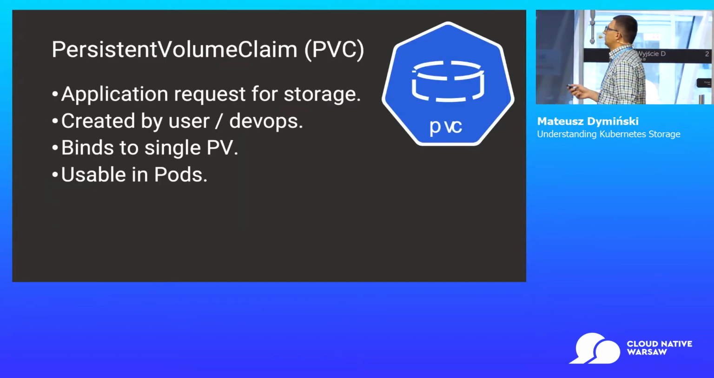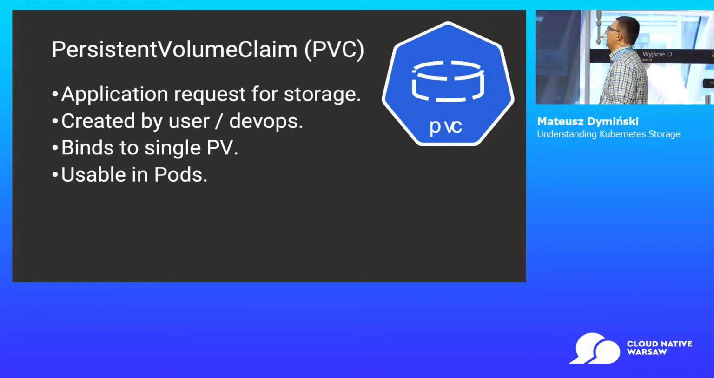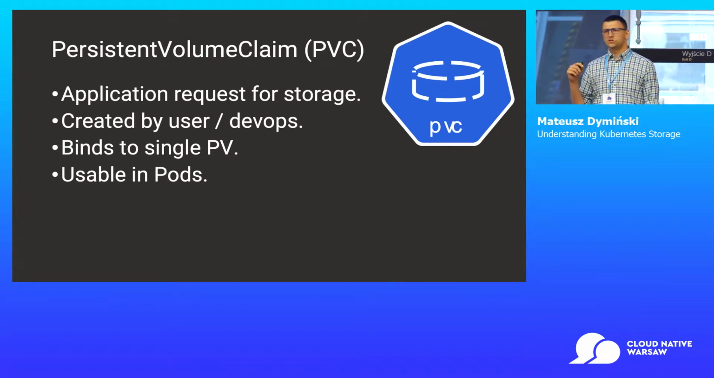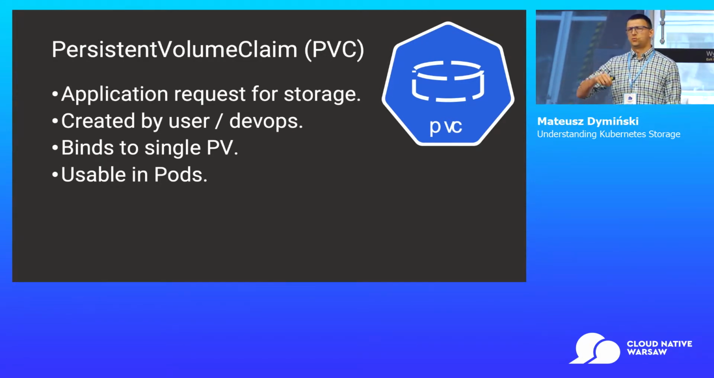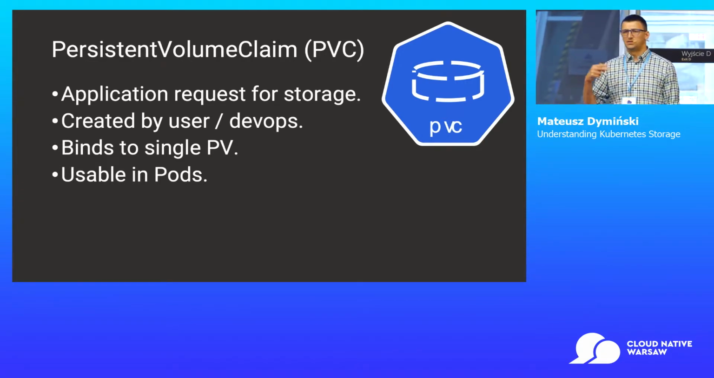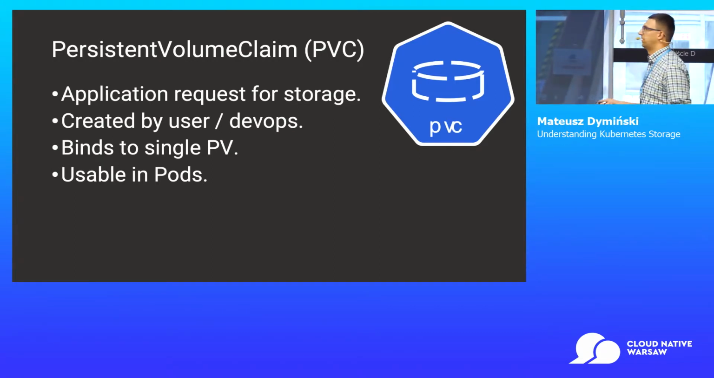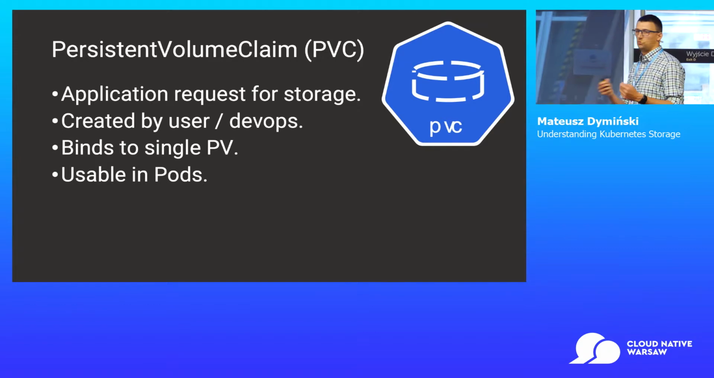So to sum it up, the application request is just an application request for storage, and it's created by the user. It's also very important because the claim is not a place where some kind of administrator is creating. The claim is created by the end user who is running the workload. So it's really important that it's not an administration thing, but rather just a piece of YAML which is created by the end user who runs the workload. It binds to a single persistent volume, so one to one.